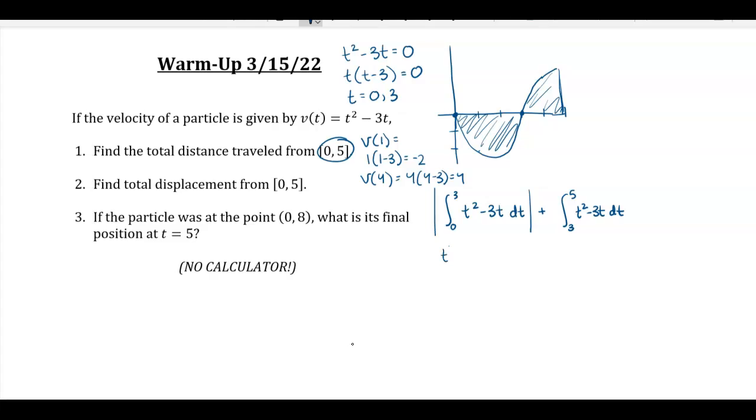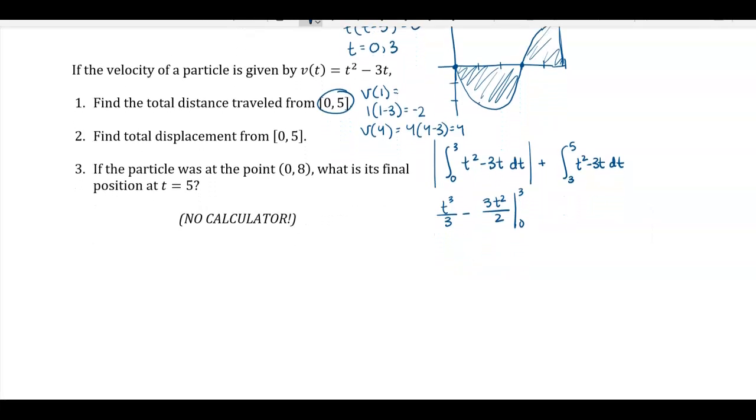So we'll get t cubed over 3 minus 3t squared over 2 from 0 to 3, which is 27 over 3, which is 9, but I'm going to leave it at 27 over 3, and then minus 27 over 2, and then minus, that'll just be 0, which I suppose is the absolute value, right?